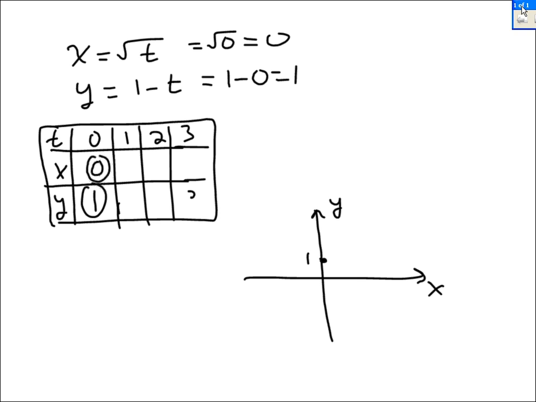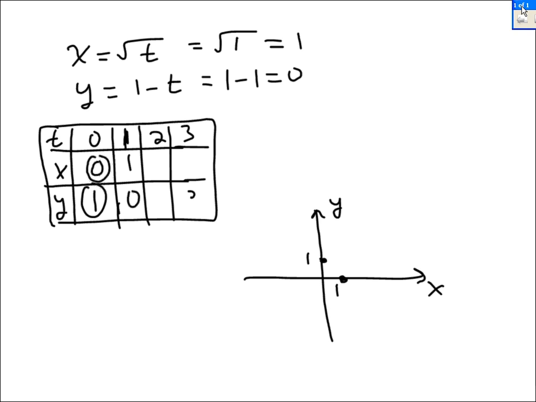Now, t is 1. I think this time x will be 0. Excuse me, x will be 1 and y will be 0. X is equal to the square root of t, but t is 1, and the square root of 1 is 1. And y is 1 minus t, which is 0. So 1, 0.